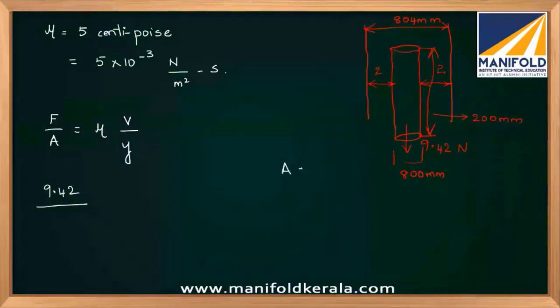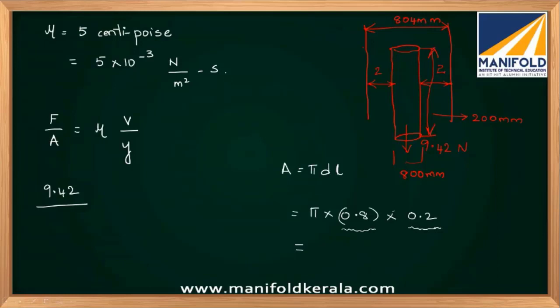Area A will be pi d L, right? That is pi into diameter. Diameter is how much given to you? 800 mm. That will be 0.8 meter. Please be very clear, we are converting everything into meter. And length is 200 mm, we will be taking it as 0.2 meter. Area equal to pi dl. 800 mm is converted into 0.8 meter, and 200 mm length is converted into 0.2 meter.